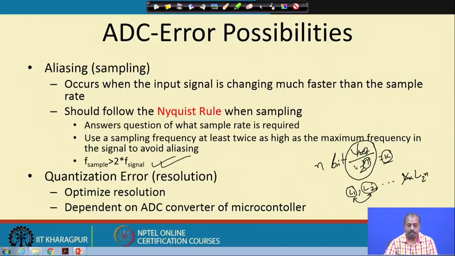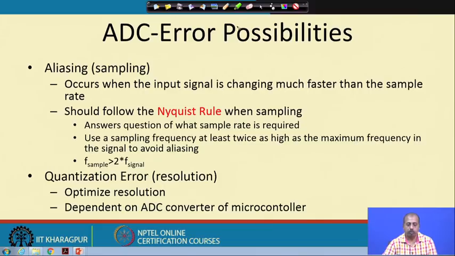That means this converter will be more complex. This is dependent on the ADC of the microcontroller. Very often the underlying processor, microprocessor or microcontroller has a built-in ADC, and the resolution is fixed, so you cannot change it. So the error is dependent on that. These are the two sources of error in the case of an ADC.